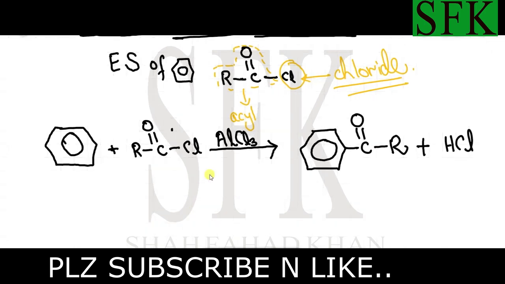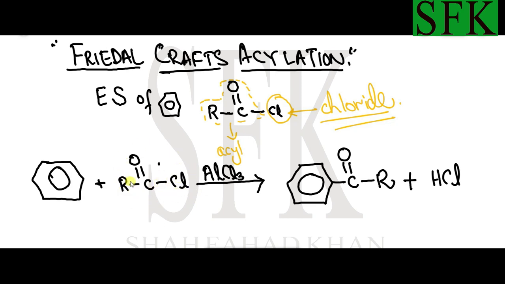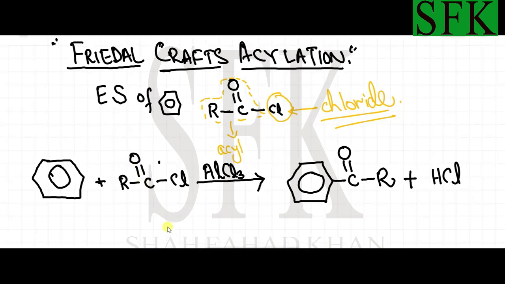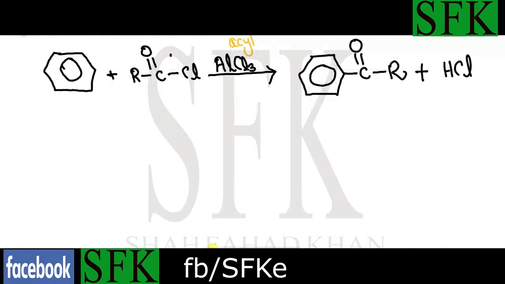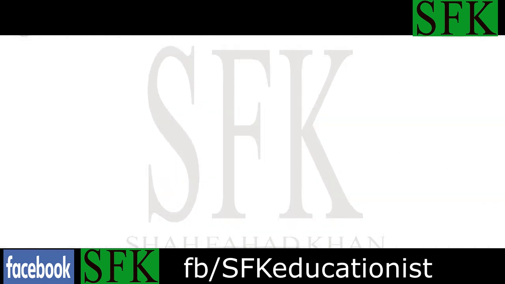Now AlCl3 is the catalyst that is used, and RC double bond OCl is the acyl chloride that we have. This R group again represents an alkyl group attached to the C double bond O. Now let's get started. The detailed mechanism is important and can be asked for 4 to 5 marks.